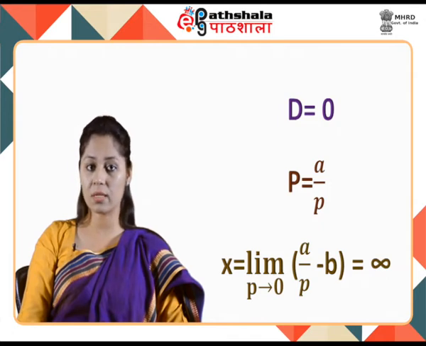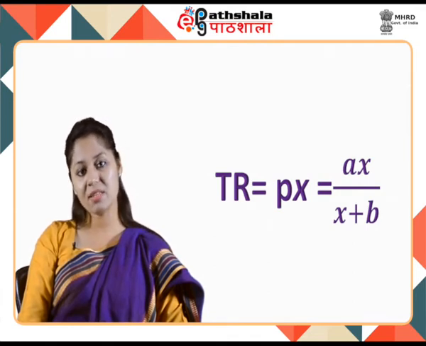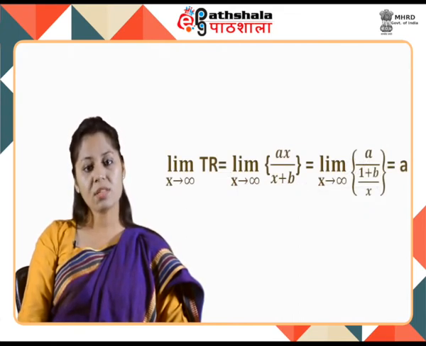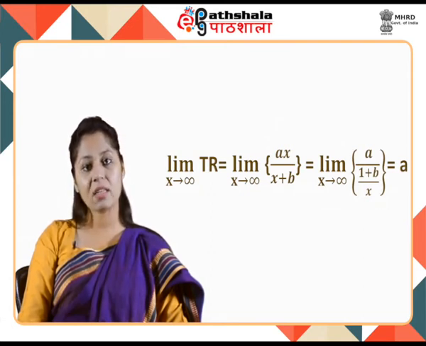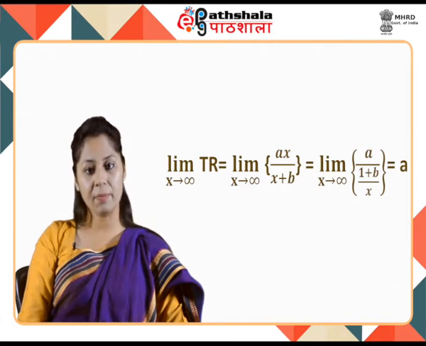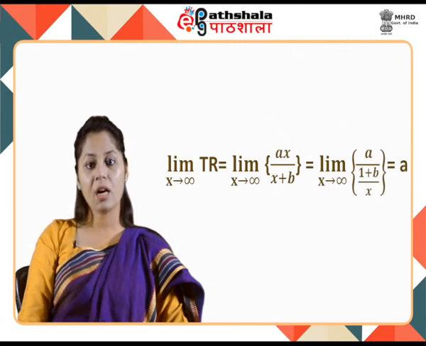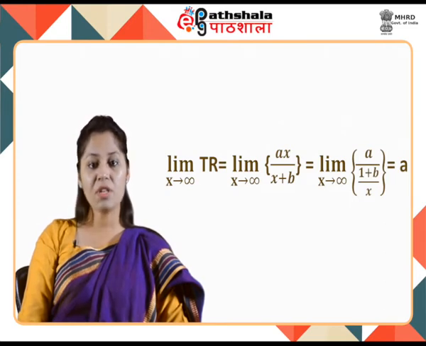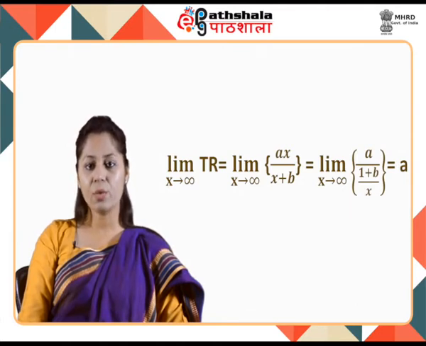as price falls. We can write the total revenue curve as p times x is equal to ax upon x plus b. Further, the limit as x tends to infinity of total revenue is equal to the limit as x tends to infinity of ax upon x plus b, which is the limit as x tends to infinity of a upon 1 plus b by x. This is equal to a, which implies that the total revenue curve increases to a limiting value a.